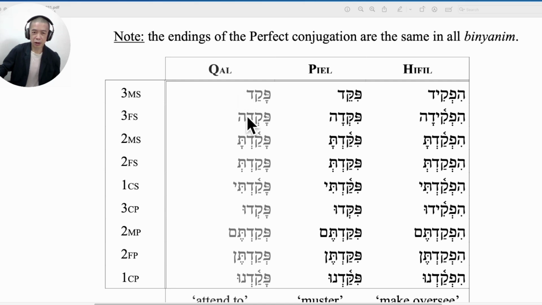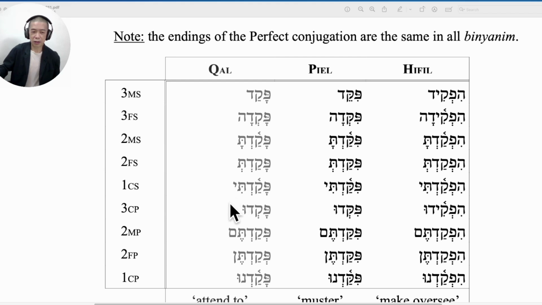For the third person feminine singular, there's a hey with a patah at the ending of the verb. For the second person masculine singular, there's a tav with a patah and a dagesh in the tav as the ending. In the second person feminine singular, there's a tav with a dagesh and a shva at the ending. For the first person common singular, there is a tav with a yod and a hirik at the bottom of the tav.